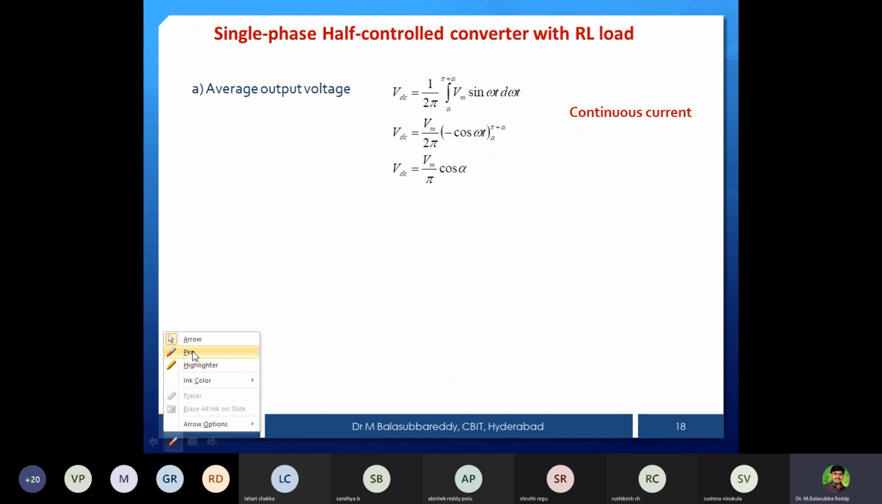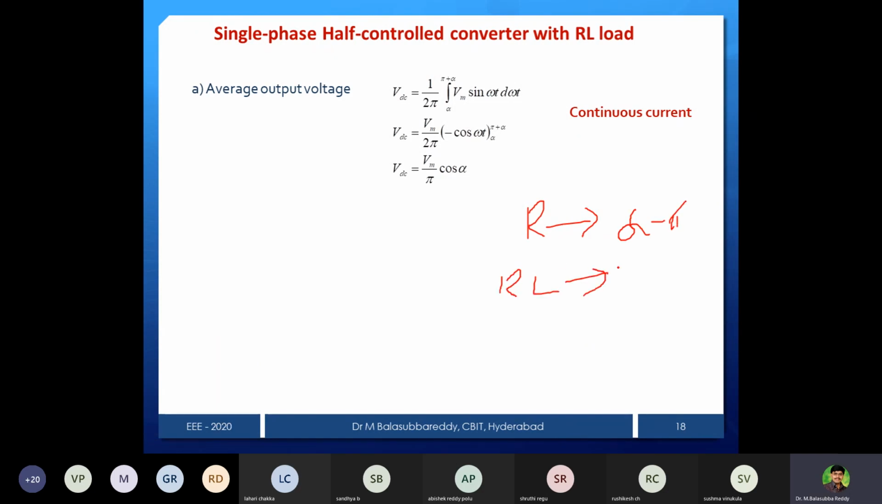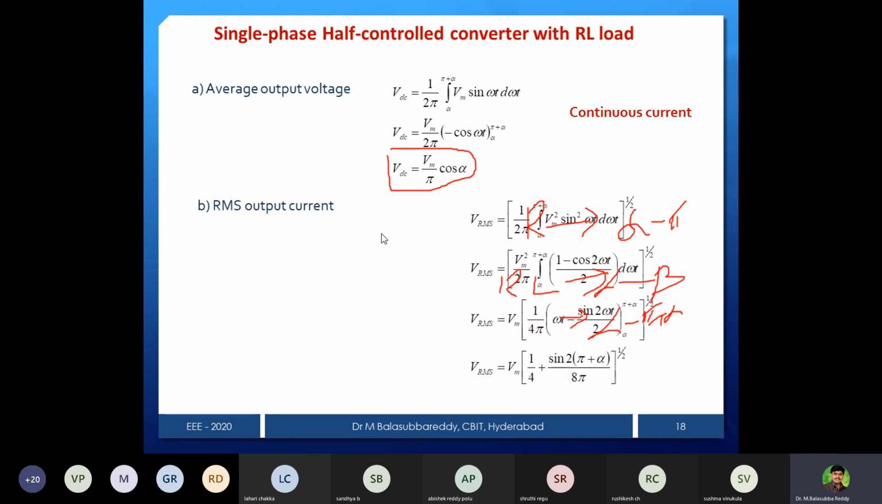For R load, the limits are alpha to pi, and for RL load the limits are alpha to beta for discontinuous, and for continuous alpha to pi plus alpha. This is the limit. So now we will get VDC is equal to Vm by pi into cos alpha. Similarly for RMS as usual, square it whole power 1 by 2, and the limits are alpha to pi plus alpha. You will get this expression.